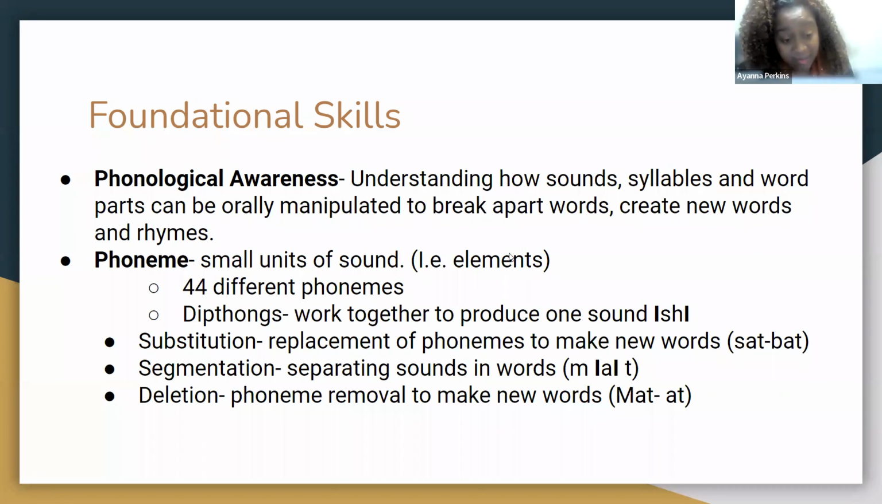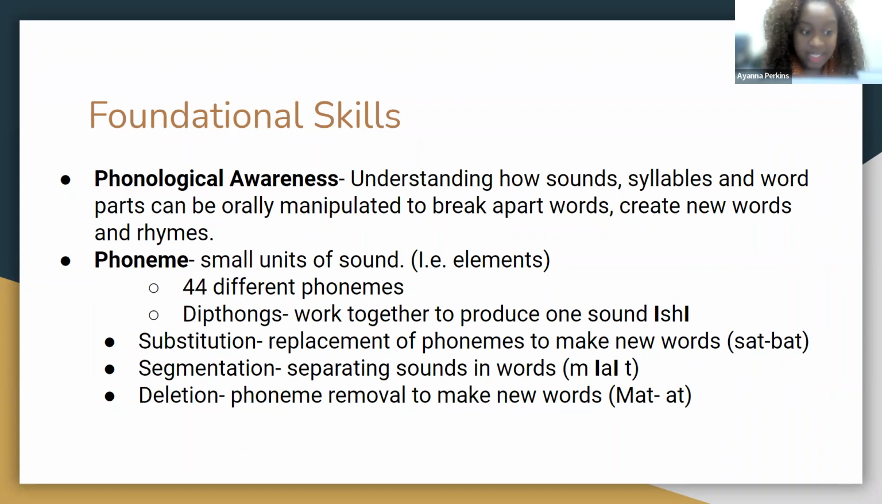So we have the phoneme that is the smallest unit of sound. So that's what I talk about with the elements. And there are 44 different phonemes. Then you also have diphthongs. So that's a fun word. That just means diphthongs work together to produce one sound. So for instance, sh, that sound is a sound that goes together.